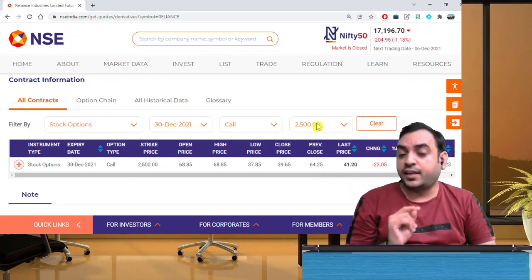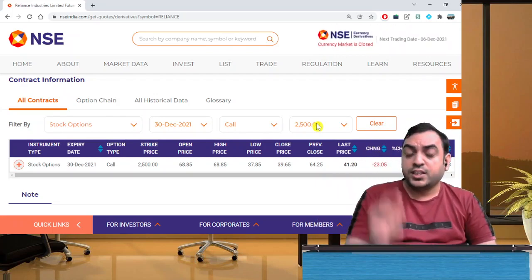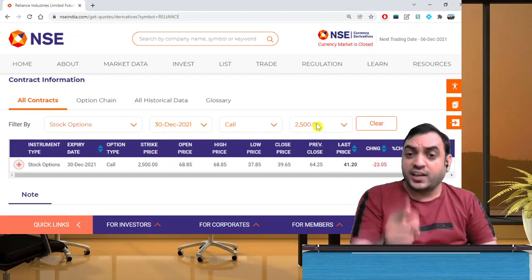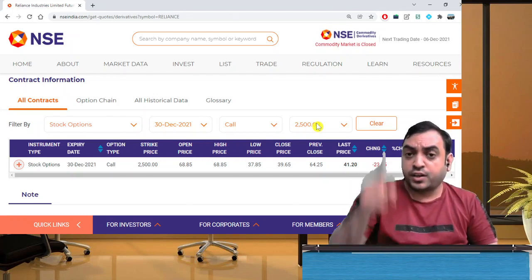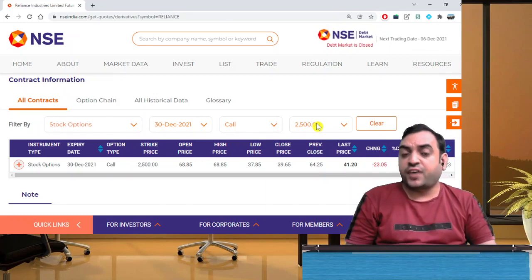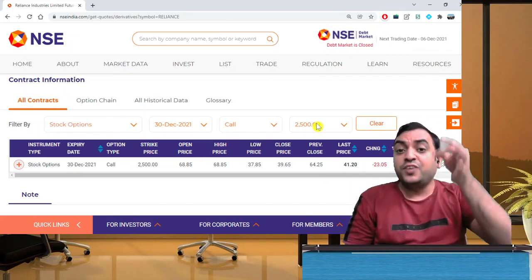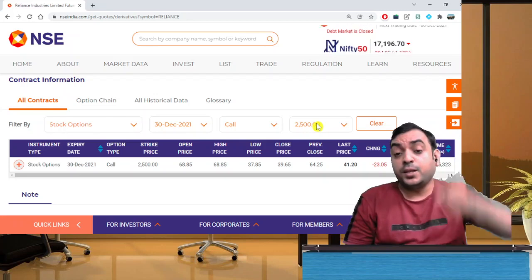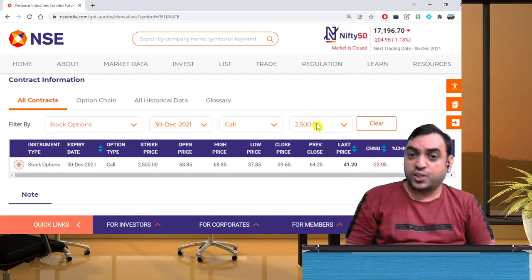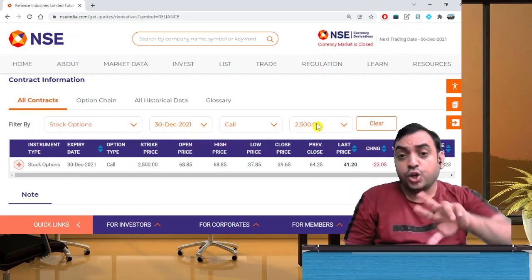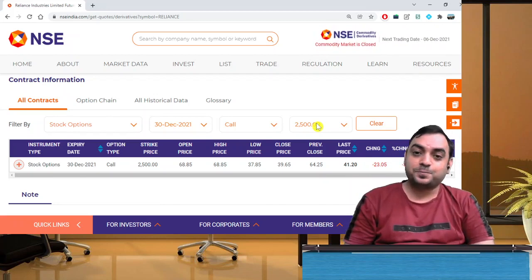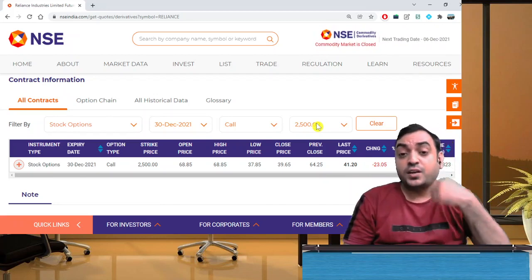On expiry, I'm telling you, on 30th of December, the value of the option premium will be equal to the intrinsic value. If the market price closes at 2,600 with a strike price of 2,500, this option will be worth 100 rupees. Option premium will be 100 rupees. You already paid 40 rupees. Now you close your position at 100 rupees, you get a profit of 60 rupees. This is settlement on net basis.